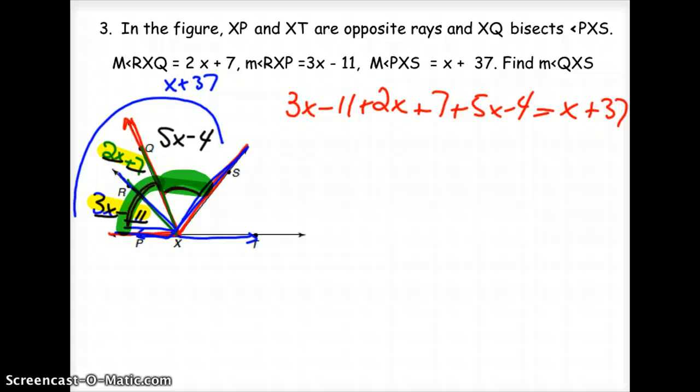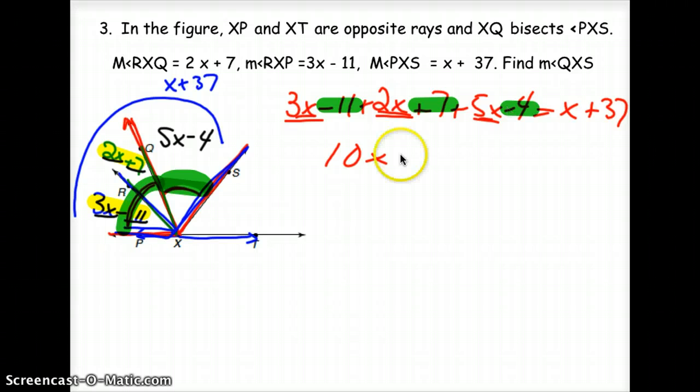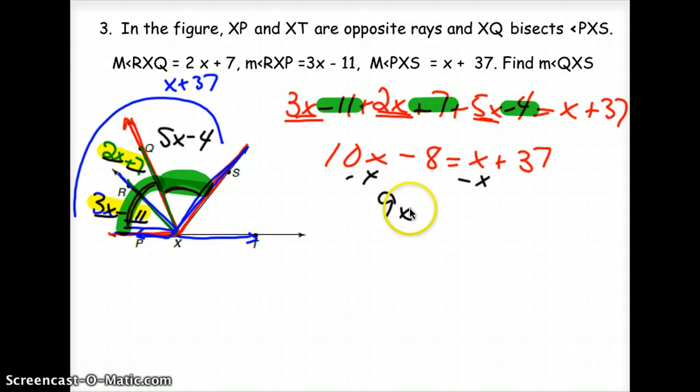Now at this point, I'm going to pause, and I'd like you to do the algebra on this, and maybe you have. I'm going to take my x's, I'm going to add them up. I'm getting 10 of them, 5 is 15. I'm going to take my numbers. I'm going to get a minus 8, x plus 37. Okay, at that point, I'm going to move my x. That gets me 9x. I'm going to move my 8. That gets me 45. So x ends up equaling 5.